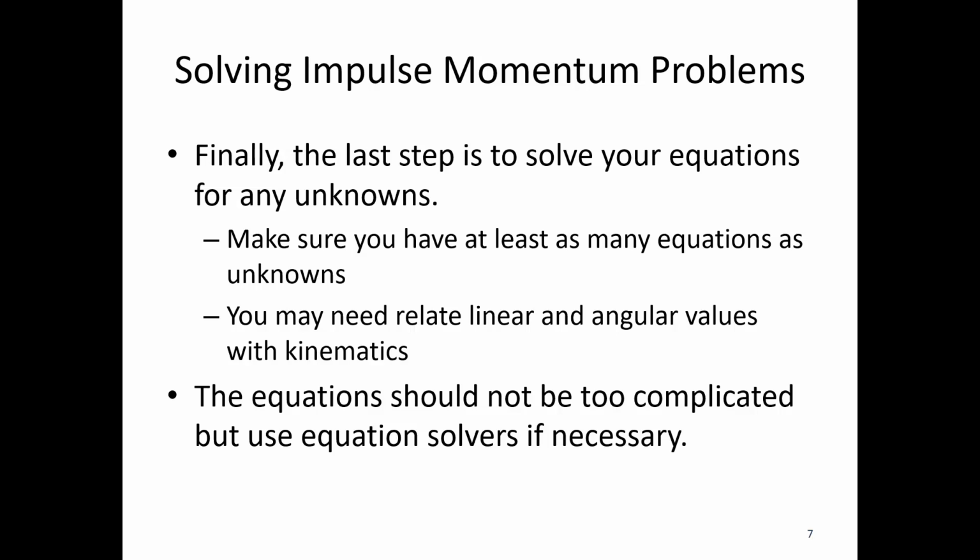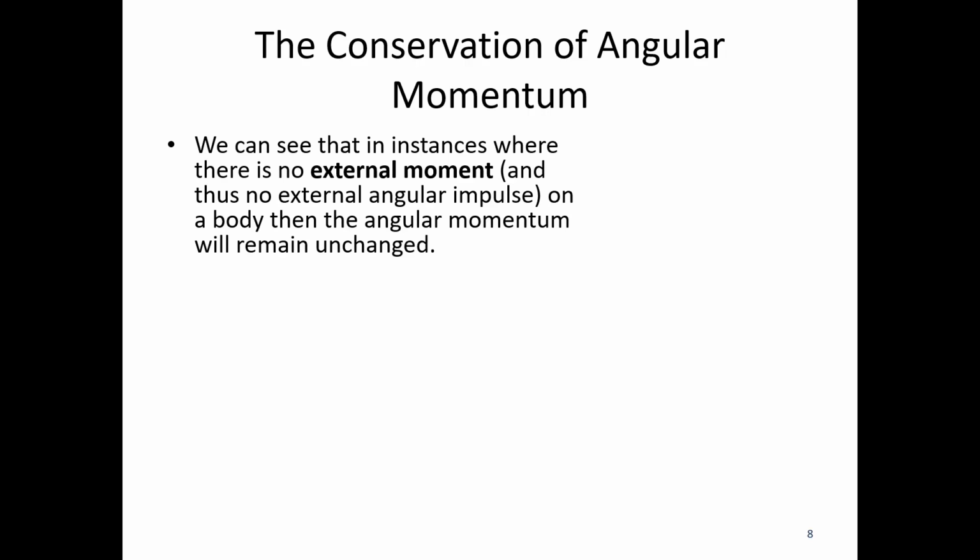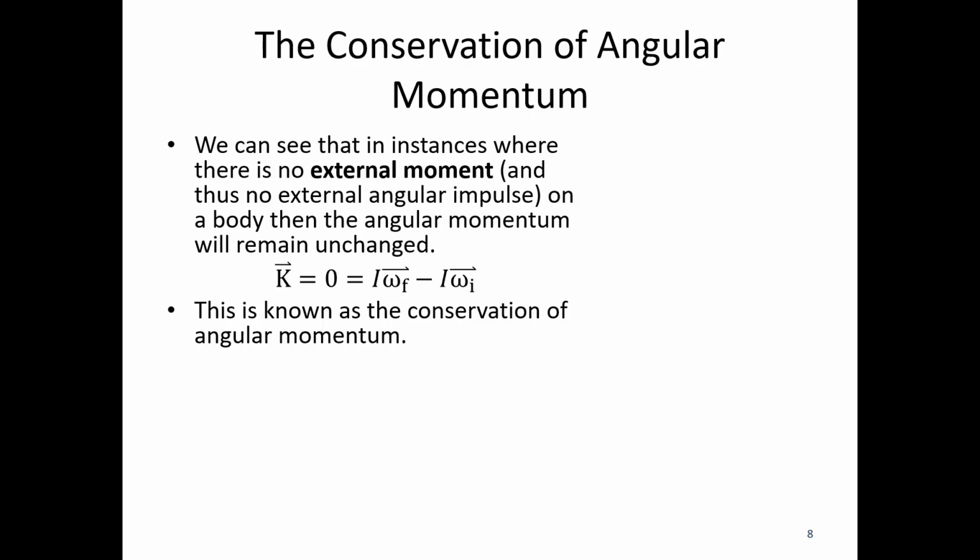All right, so one add-on topic for this is the conservation of angular momentum. We can see that in instances where there's no external moment, and thus no external angular impulse on a body, then the angular momentum would remain unchanged. So K, which in this case is going to be equal to 0, is equal to I omega final minus I omega initial. So the final momentum must be equal to the initial momentum in this case. This is known as conservation of angular momentum, and similar to linear momentum, it has its use cases in certain circumstances.